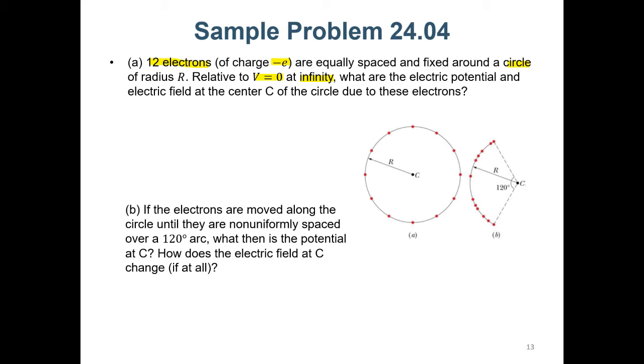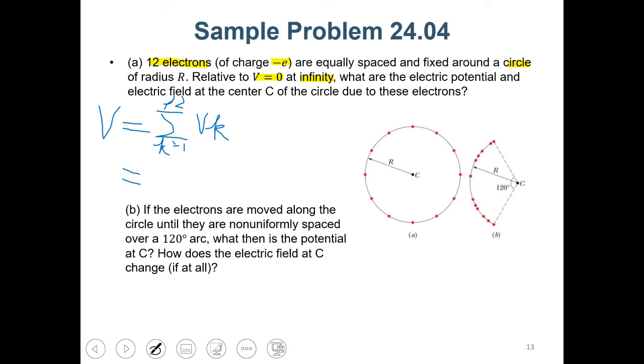So actually, we can calculate it easily because the only thing we need to calculate the total electric potential is just to sum all of them together: 12 times Vk, which is 1 over 4 pi epsilon naught times negative 12e all over R. So it is very trivial, very trivial.